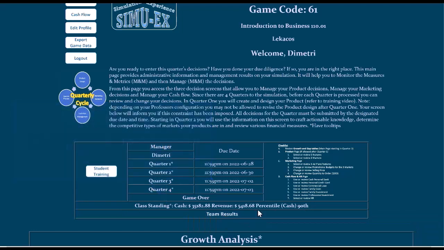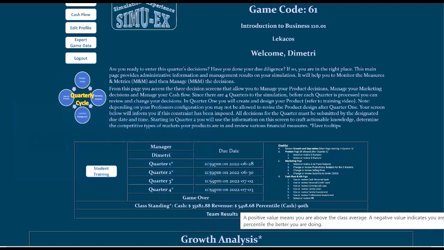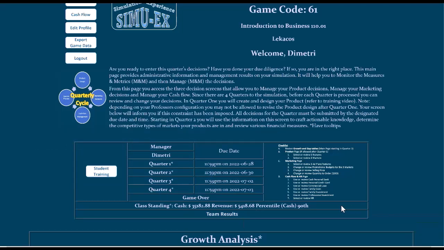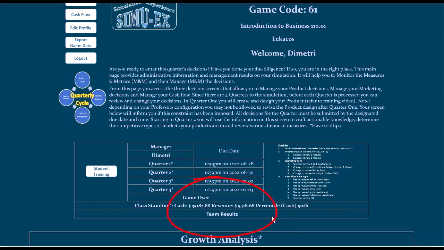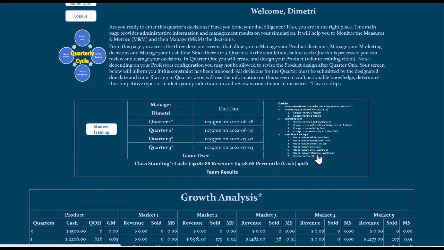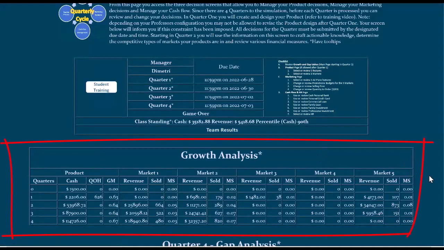Second of all, it also shows you your current standing in the class based on cash in bank, based on total revenues, and based on a percentile of cash in bank. This gives you an idea of how you are positioned relative to the other companies and products in the industry. If you have had teams in your simulation, and this is an option your professor has selected, if you have been assigned to a team, then you can look at team results as well. So the first part of your due diligence is to analyze the milestone information. The second component is what we call the growth analysis.